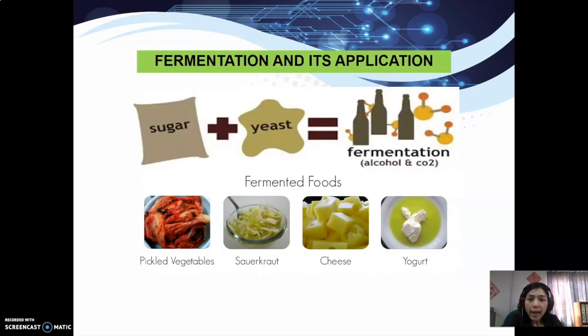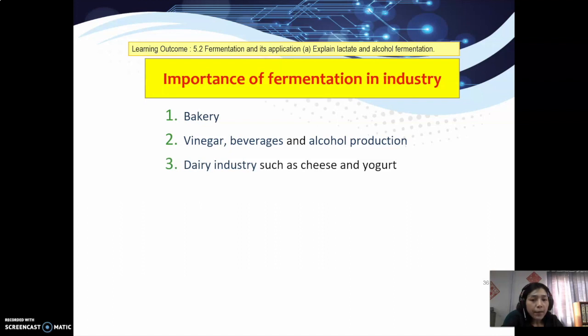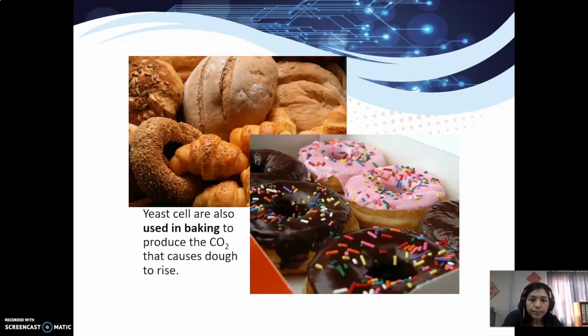So how can it be applied? Importance of fermentation in the industry. It can be applied in the bakery field, in the production of alcohol, beverages, vinegar, in the dairy industry such as cheese, yogurt. Local examples such as tempe, tosai, tapai.